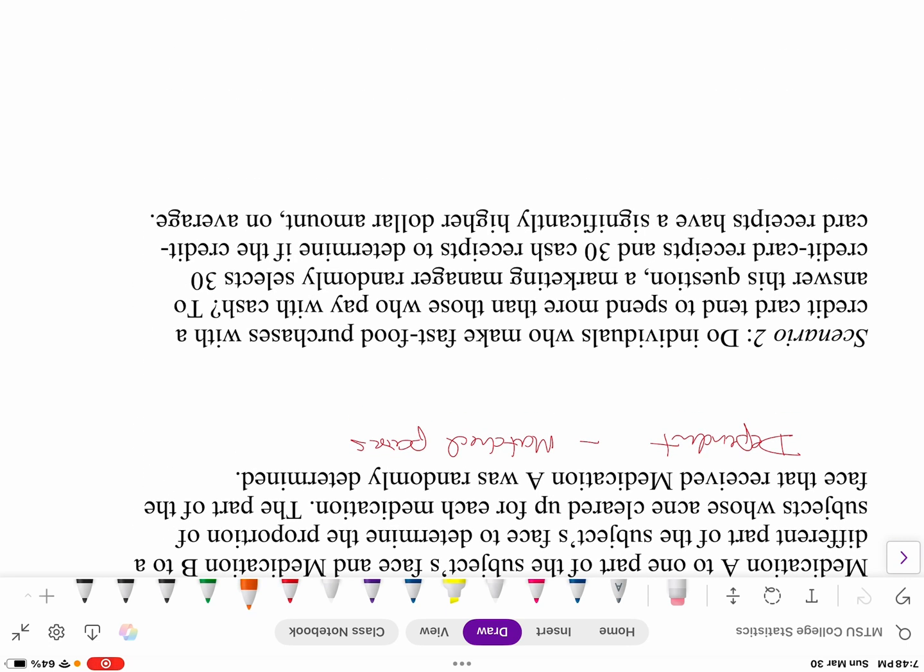Scenario 2 says, do individuals who make fast food purchases with a credit card tend to spend more than those who pay with cash? To answer this question, a marketing manager randomly selects 30 credit card receipts and 30 cash receipts to determine if the credit card receipts have a significantly higher dollar amount on average. This would be independent sampling, because the credit card and the cash receipts were totally different, separate random samples. One's not going to dictate the other, and it probably didn't have the same people involved in the process.